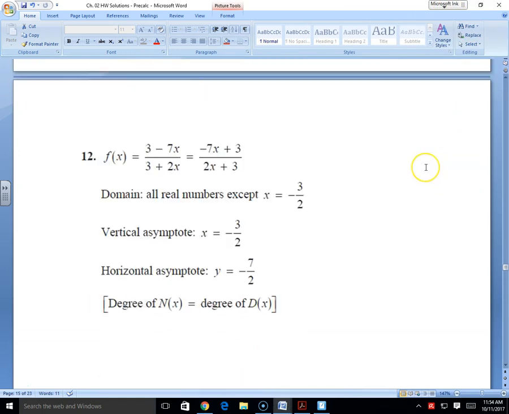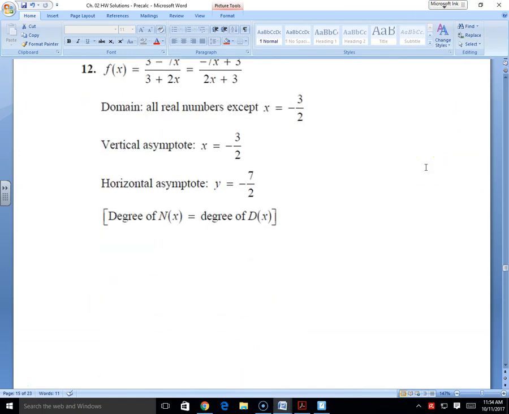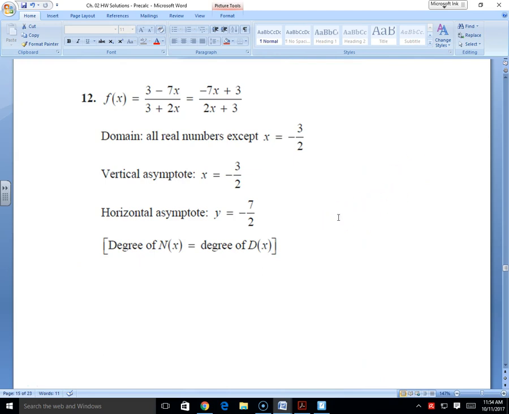Now, number 12. If you guys want, you can put a little star by this one. This is a great question as well. Taking your function, now they rewrote it. You don't have to rewrite it. You could, you don't have to. Domain, all real numbers but set the bottom equal to 0 and solve. You get -3/2. They say except, you could also just say x does not equal.